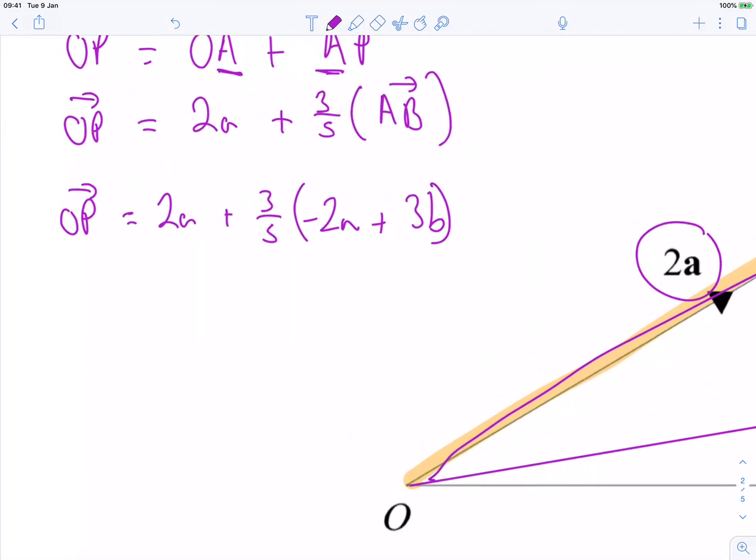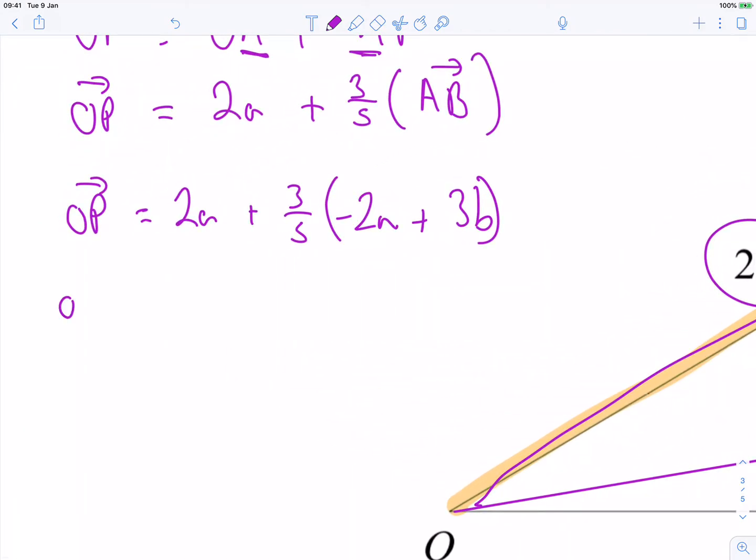Okay, I think I'm ready to go now. So let's think about it. I've got 2A here, and I've got 3/5 times minus 2A. So that's minus 6/5. So 2 is 10/5 in my head. Minus 6/5, that's going to be 4/5 of A. Plus, and 3/5 times 3 is going to be 9/5 of B.